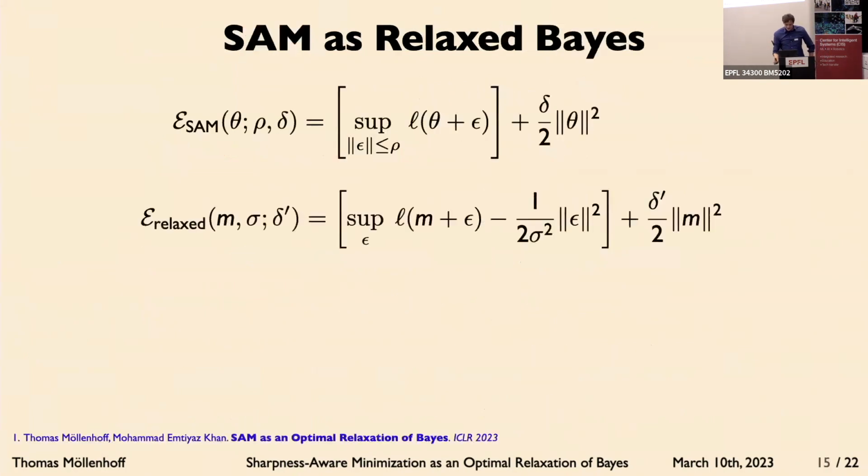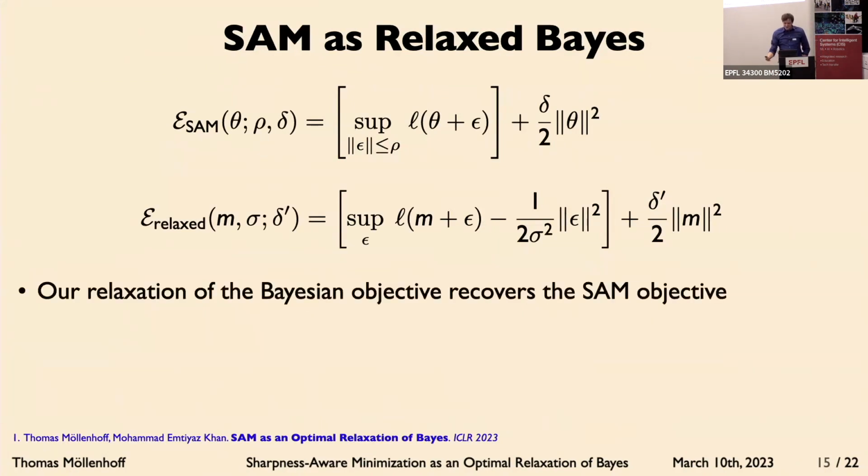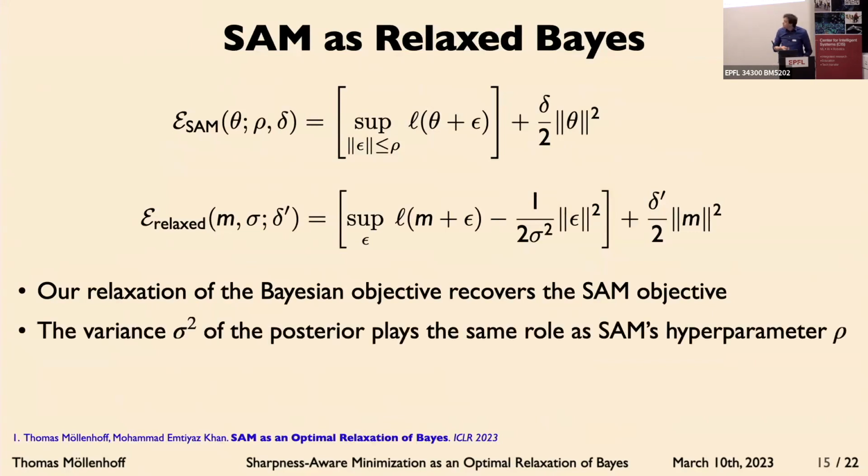So to summarize, we have our Sharpness-Aware Minimization objective, and we have our optimal relaxation of the Bayesian objective, and they look almost the same. So we can recover the SAM objective from an optimal relaxation. And very interestingly, the variance of our posterior approximation, the sigma squared, plays the same role as the hyperparameter rho in SAM. So it controls how strong our adversarial perturbation should be.